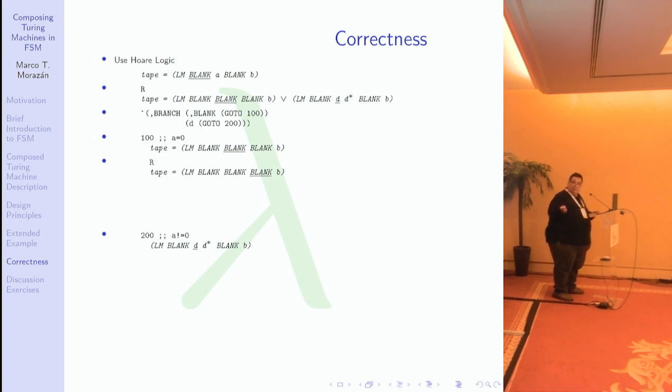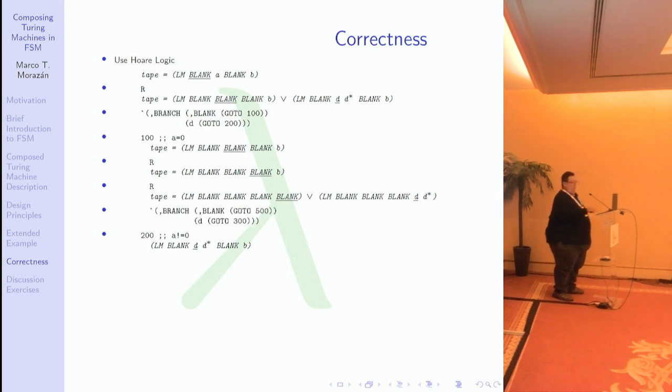So we move to the right. So the right, that's easy. One to the right. We move to the right again. So it's either here, reading a blank because B is 0, or it's on the first D of B. And then we branch. And that would be to the 500 or to the 300 for both of those cases.